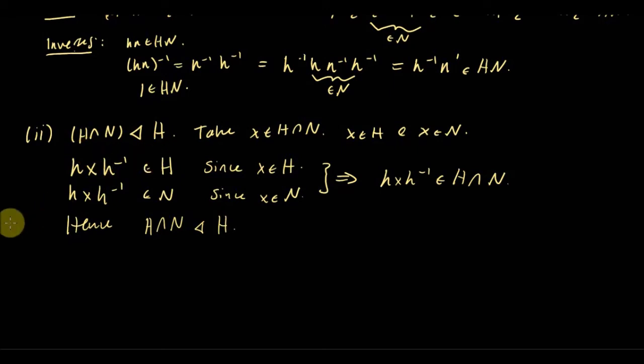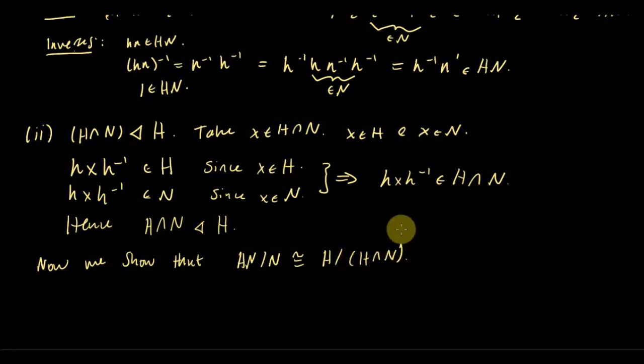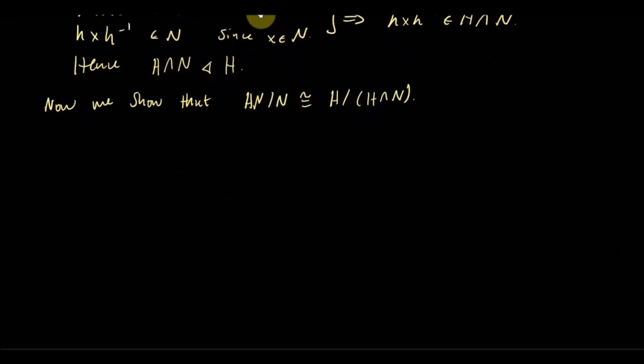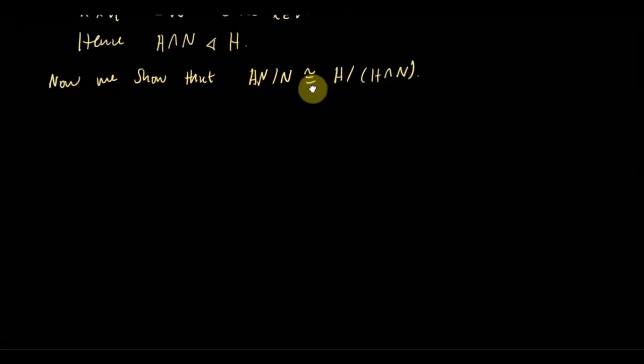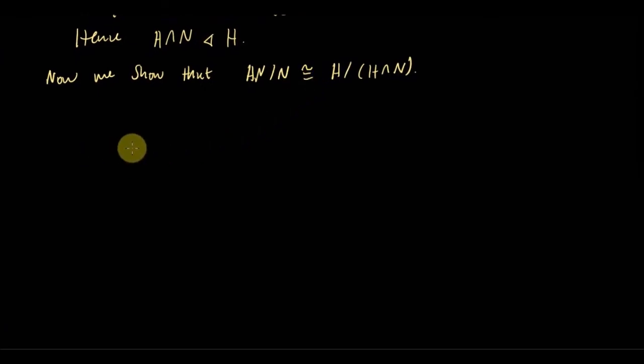Now we come to show the actual theorem. I didn't label it number 3, but actually I'll just write this out. So now we show that Hn modulo n is isomorphic to H modulo H intersect n. To do this, in my opinion, the nicest way is to define a homomorphism, and then we'll end up using the first isomorphism theorem.